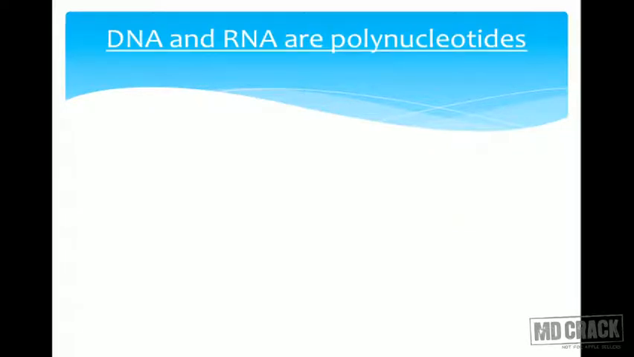Now, what is the basic structure of DNA and RNA? Both of them are what we call polynucleotides. So you have to know that both DNA and RNA are polynucleotides. The word is very important. Polynucleotides. If I say what are proteins? Proteins are polyamino acids. So what does it mean? A protein is a polymer of many amino acids. DNA and RNA are similarly polymers of different nucleotides.